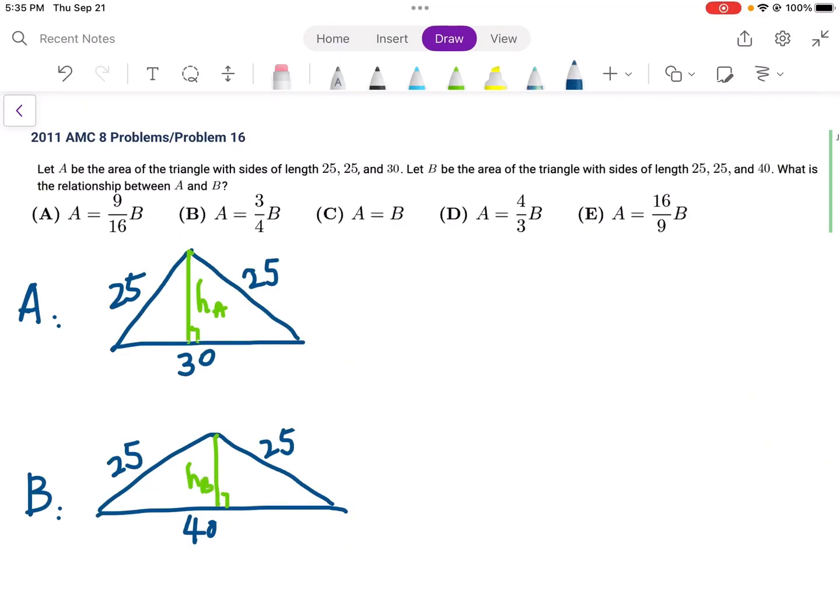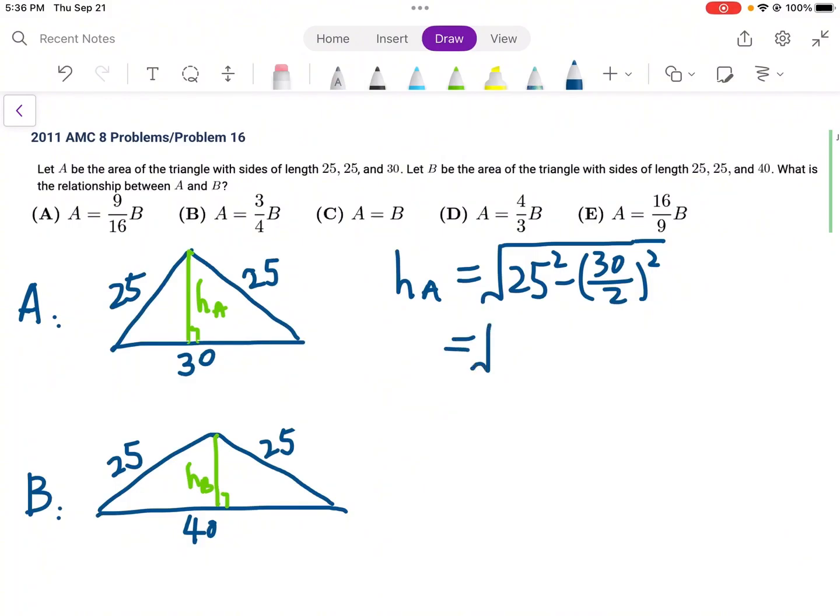Based on the problem, we can calculate HA as square root of 25 squared subtract (30 divided by 2) squared. And that equals 625 subtract 225. And that equals 20.